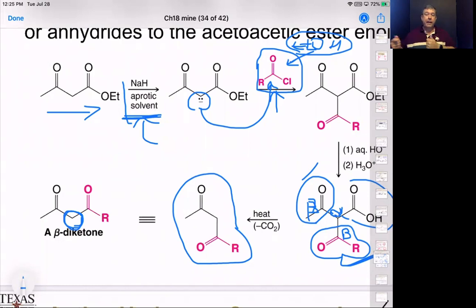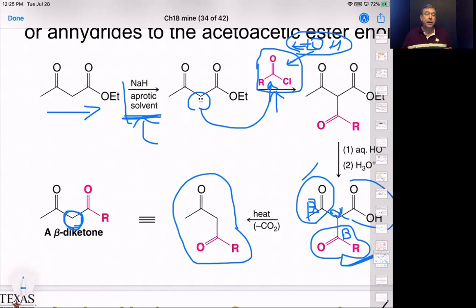So each step of the reaction is the same, and you can choose whether or not to decarbonylate by adding that last hydrolysis step and the acid and heat to do the decarbonylation. Okay.